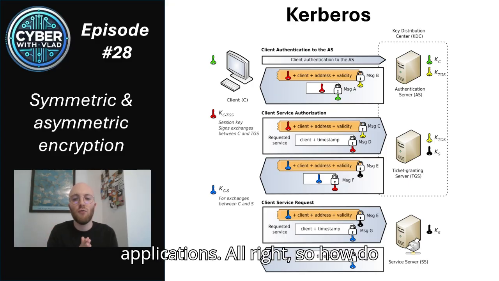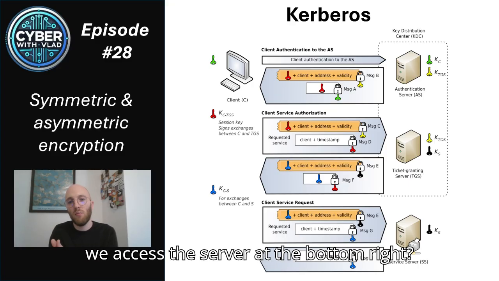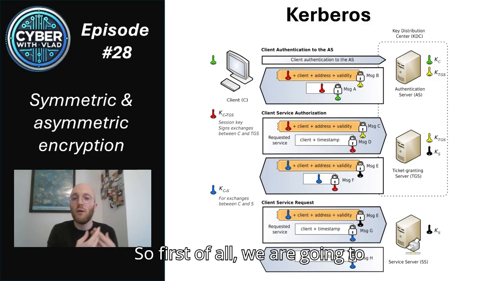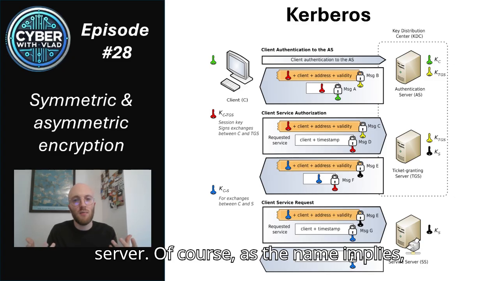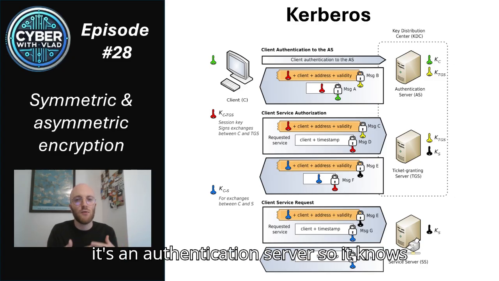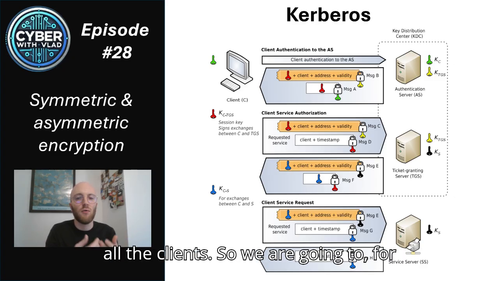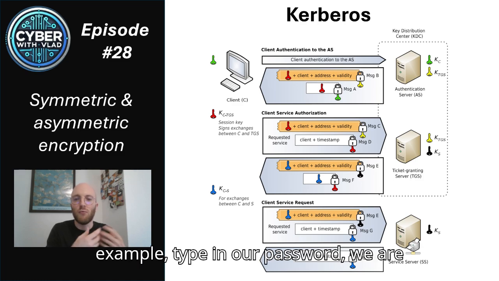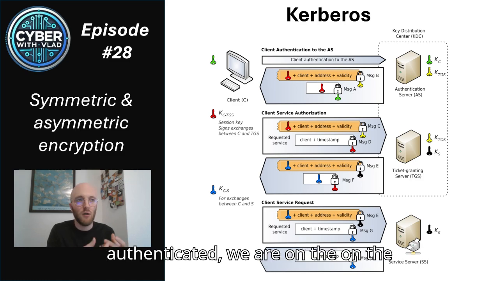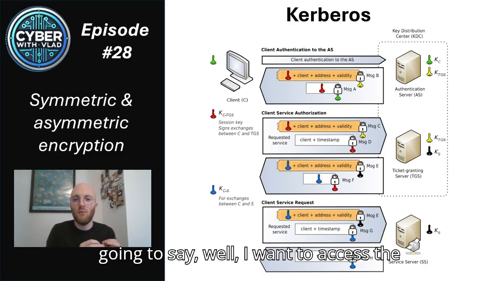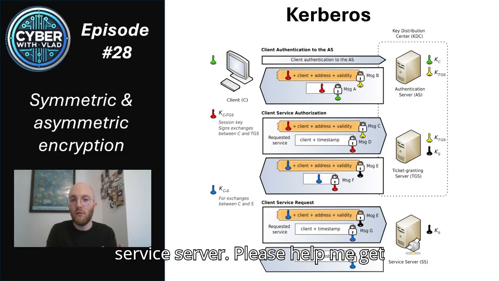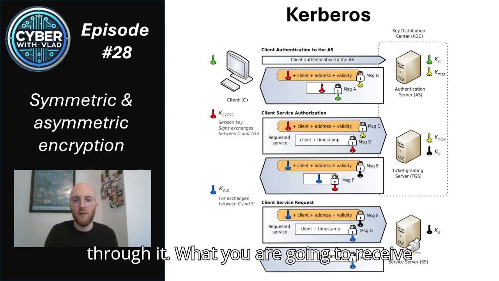All right, so how do we access the server at the bottom right? So first of all, we are going to authenticate with the authentication server. Of course, as the name implies, it is an authentication server, so it knows all the clients. So we are going to, for example, type in our password. We are authenticated. We are on the corporate network. Great. Then we are going to say, well, I want to access the server. Please help me get through it.